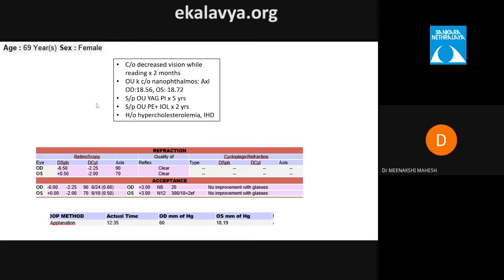Ma'am, the patient is nanophthalmic. There's a patent YAG-PI in both eyes, and the anterior chamber depth is shallow throughout. Okay, so nanophthalmos is a risk for malignant glaucoma.